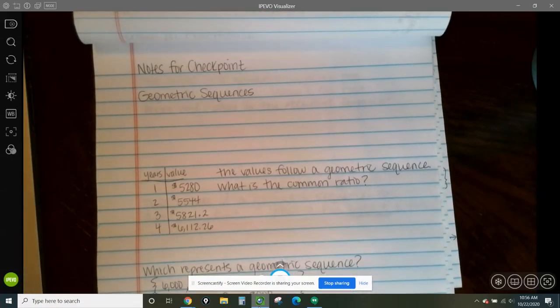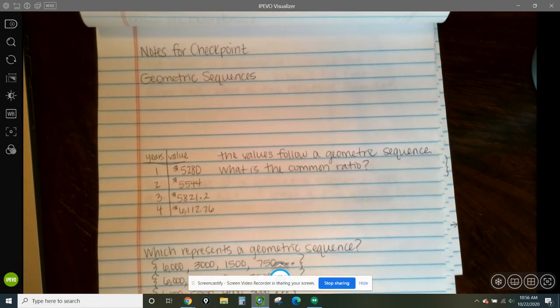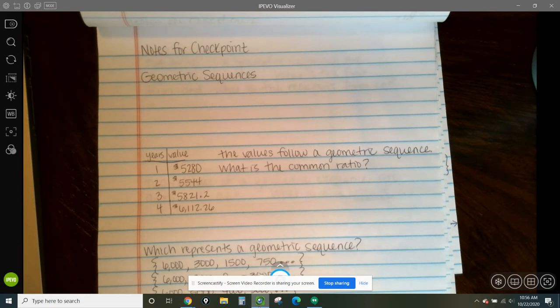Hi, math students. This video is to help you with your upcoming checkpoint. What you need to do is get a piece of paper and write this down along with me. Or I also took a picture of this and attached it to this video so you could print out that page and just fill it in as we go. The choice is yours, but make sure you use this for your checkpoint that's going to come right after this video. These examples are just like the problems on that checkpoint. That's why I'm doing this video.